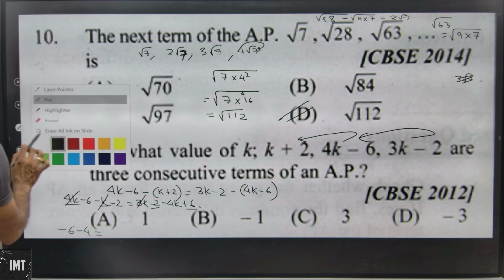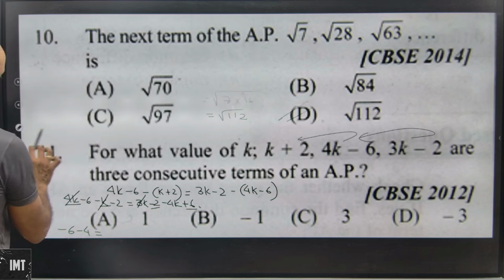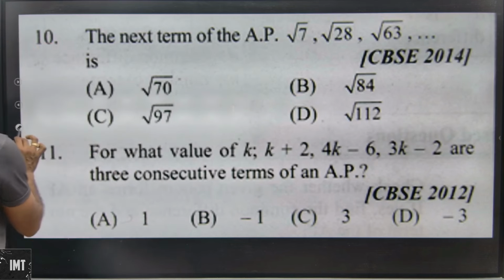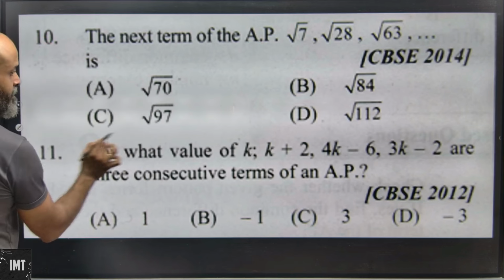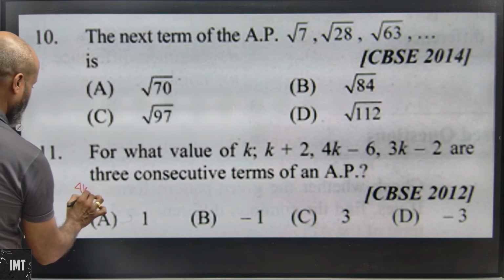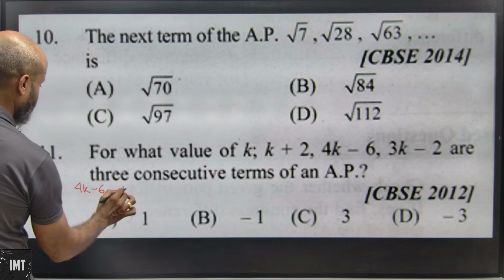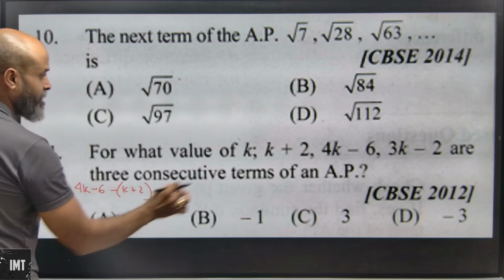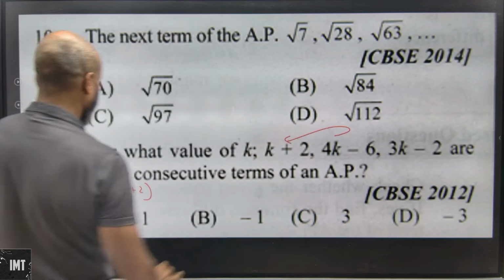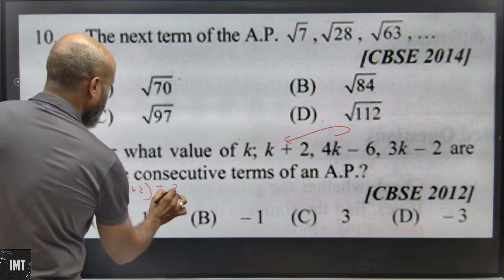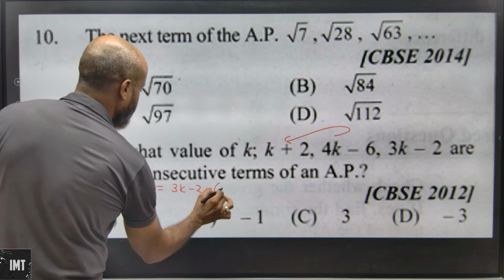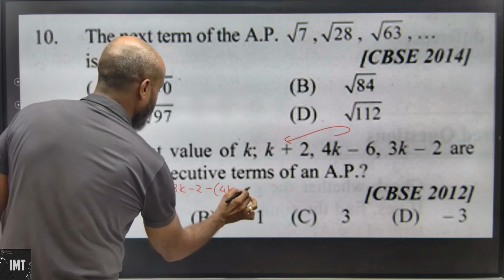I am missing something because I don't get the answer here. Let's say here we have, I must have made a mistake. Let's say here we have 4k minus 6 minus k plus 2. Yes, that's the mistake I made. So 4k minus 6 minus k plus 2, this should be equal to 3k minus 2 minus 4k minus 6.